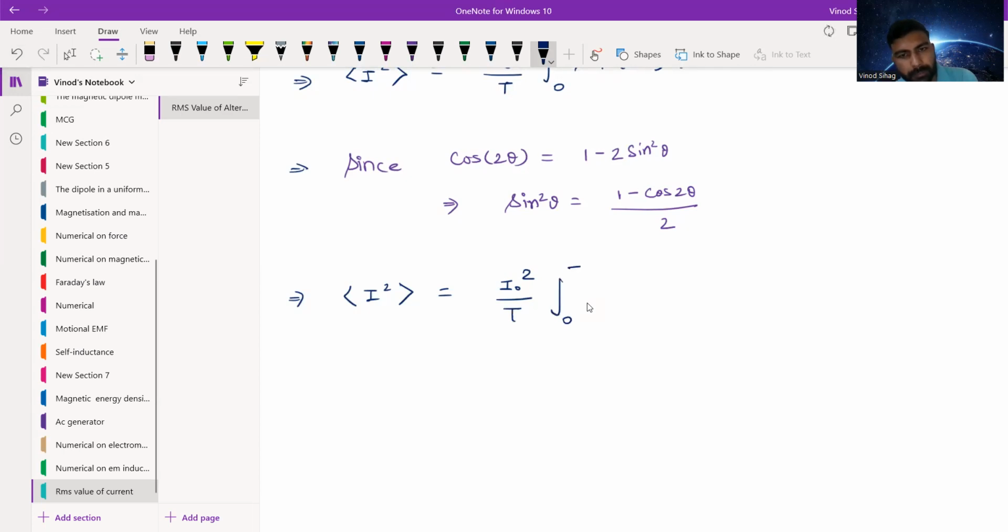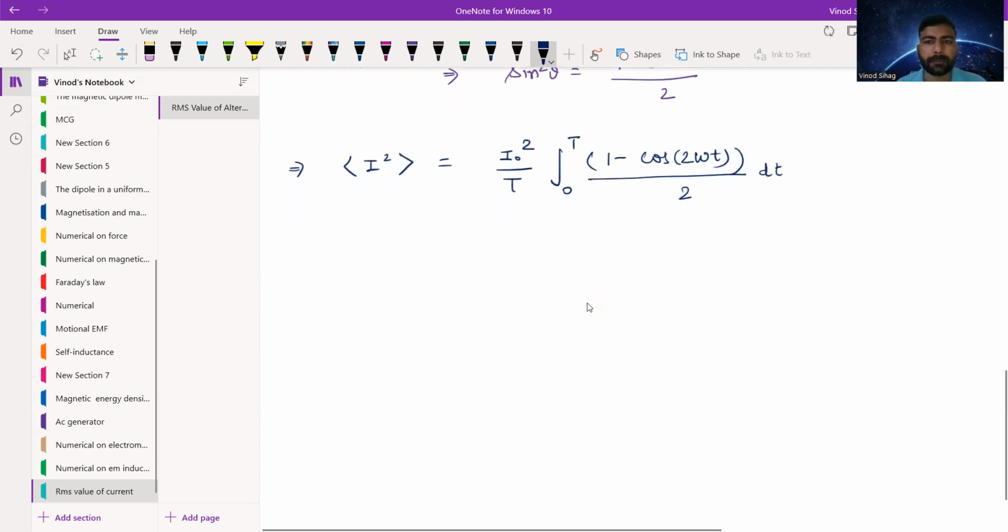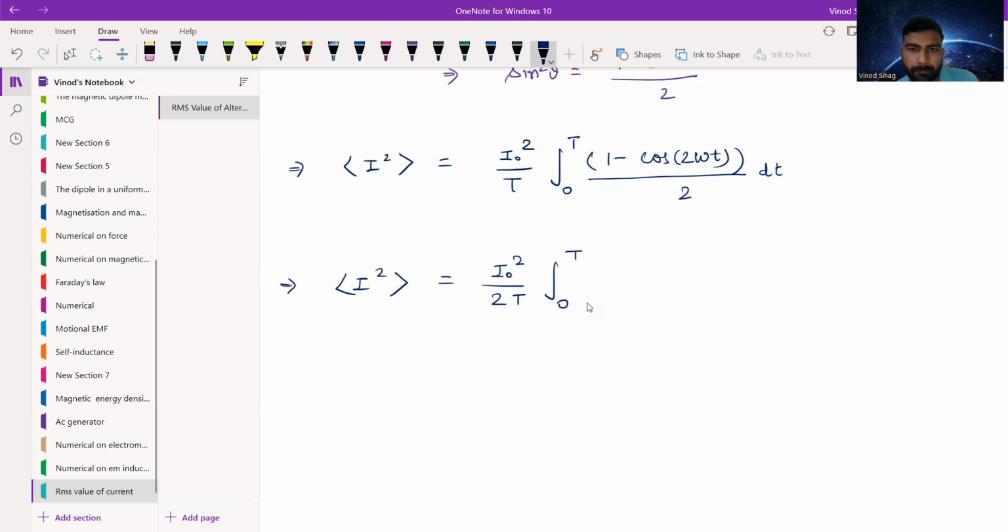And it will be 0 to t, 1 minus cos 2 omega t, and this whole divided by 2, into dt. This will be the equation. Now, this equation can be simplified as I naught square by 2t, 0 to t, 1 minus cos 2 omega t into dt.